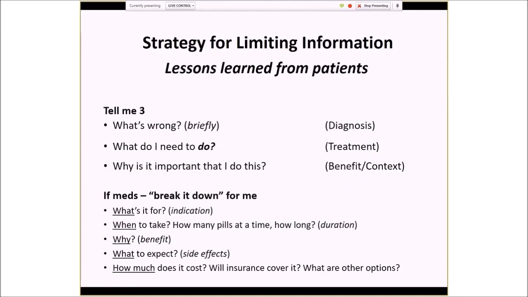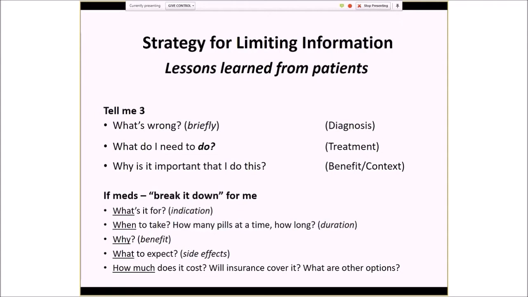So here's some strategies for limiting information. Tell me what's wrong. What's wrong with me? What's my diagnosis? What do I need to do? What's the treatment? What's the self-management plan? And why is this in my best interest? If you don't tell people the benefit, they don't know.